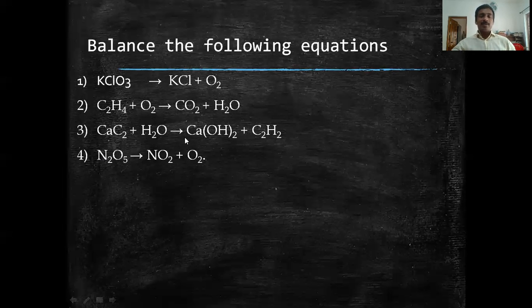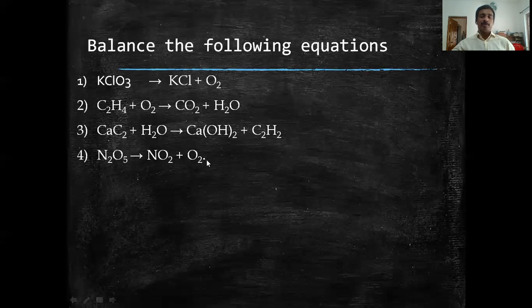CaC2 plus H2O gives Ca(OH)2 plus C2H2. Here 1 calcium, that is balanced. 2 carbon, that is also balanced. 2 H2, 2 plus 2, 4 H are there. Here 1 oxygen, here 2 oxygen. So it is very simple. 2 H2O will give you the balanced equation.